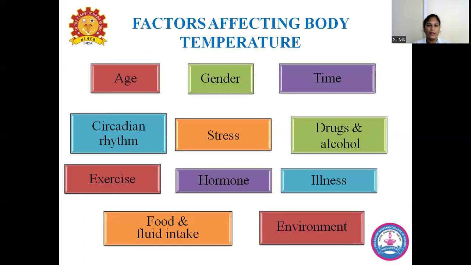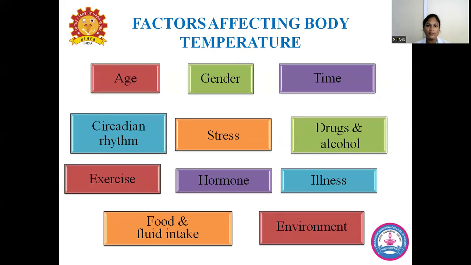So, factors affecting body temperature. What are the things which affect the temperature? Age, gender, time, circadian rhythm, stress, drugs and alcohol, exercise, hormones, illness, food and fluid intake, and environment. So, age. When compared to old age, children get an increased body temperature more easily. Gender: when compared to males, females are more prone to increased temperature because of hormonal changes. And the time.